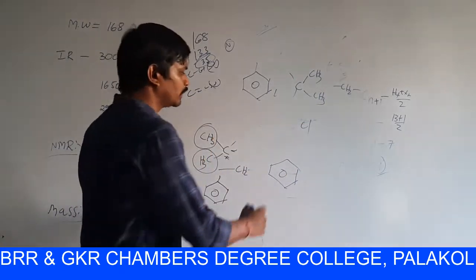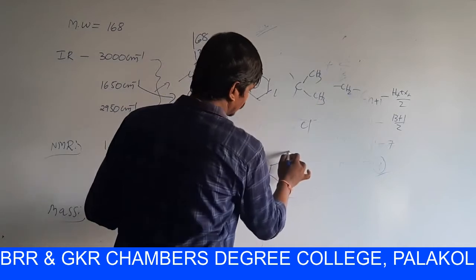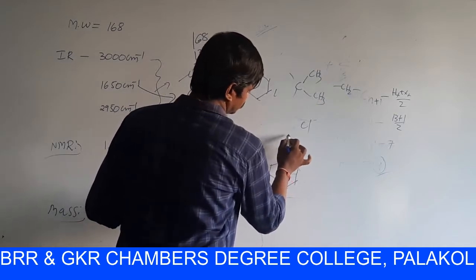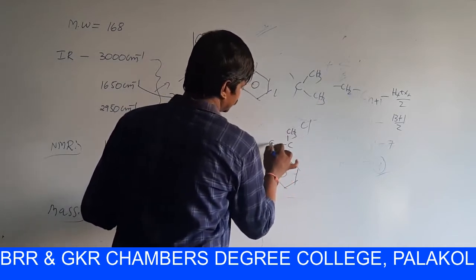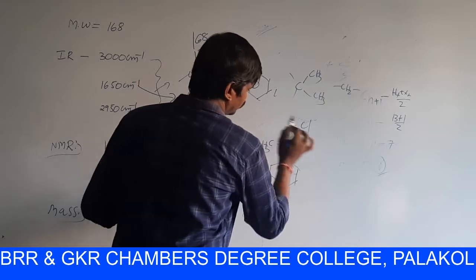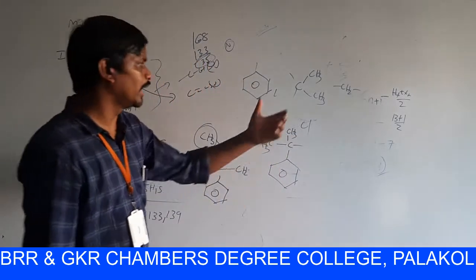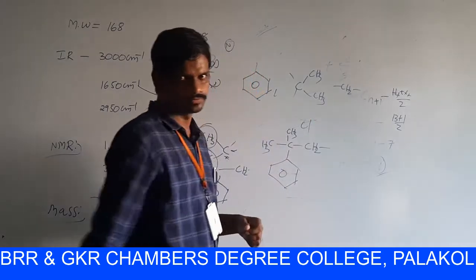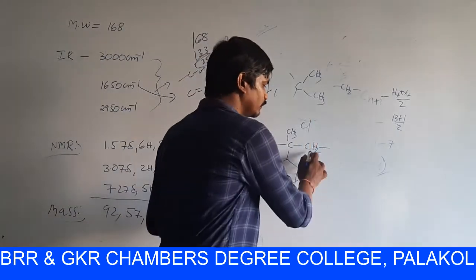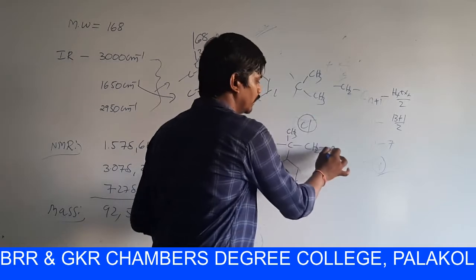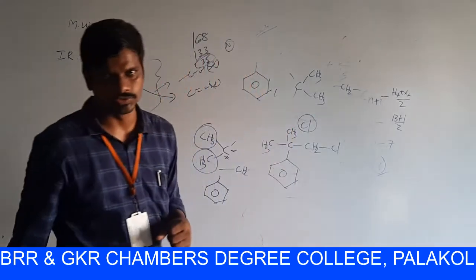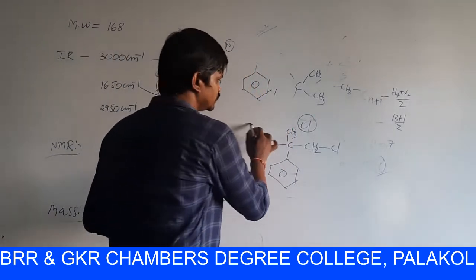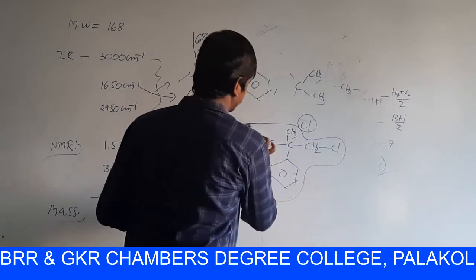So now I am trying to connect this isopropyl group. So CH3, CH3, and we have another valency. Now I can attach this carbon atom with the CH2 group, and this CH2 group has one valency, and we remain with one chlorine atom. Just I can add this chlorine. So this is the final structure for the organic molecule.